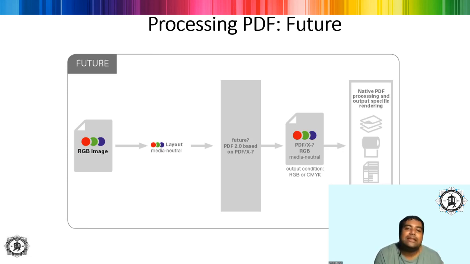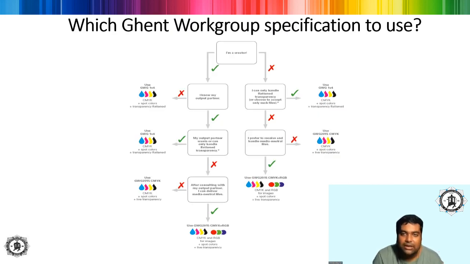Now you may naturally ask, why are you focusing on this media neutral output so much? As I already told you, I'll come to that in the next lecture. But today, let us end this particular lecture with the idea that till now we have seen that there are various GWG workgroup specifications, right? Now the question is, how do we determine which specification we need to use?